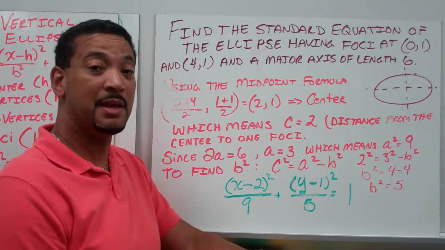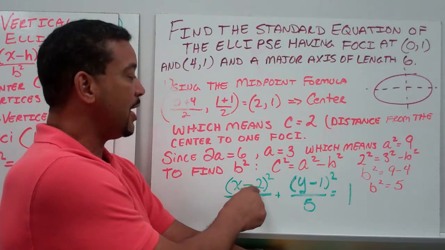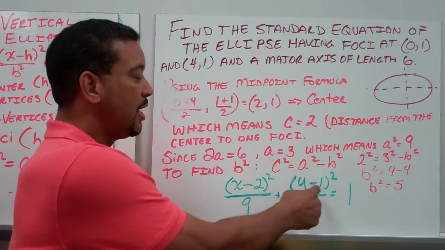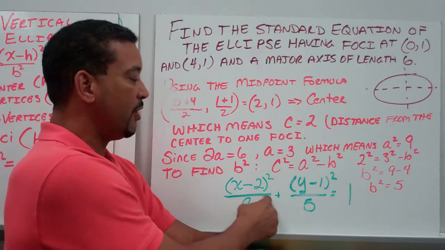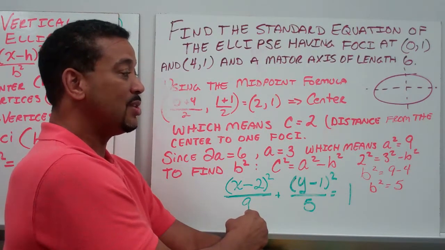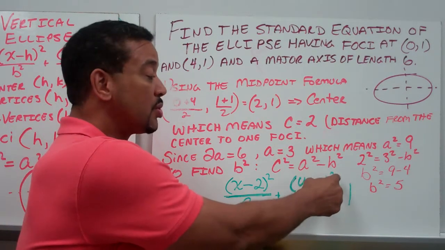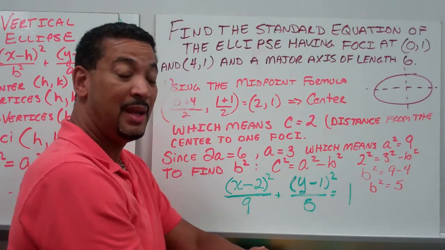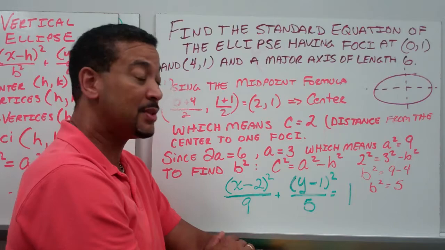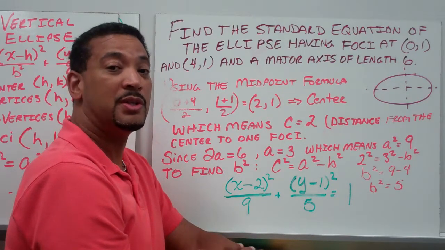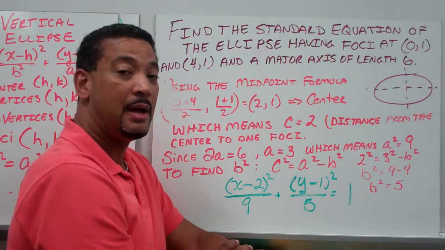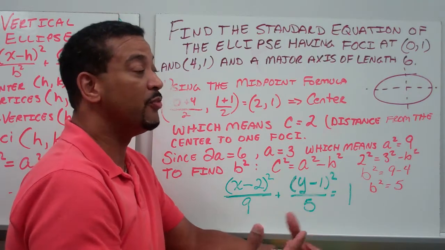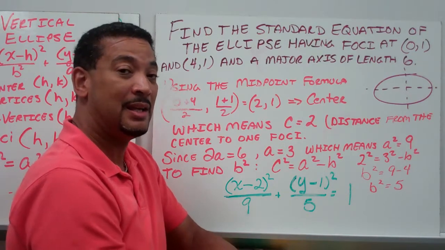So just plugging everything back into our formula, with our h and k, we get (x minus 2) squared over 9, 9 being a squared, plus (y minus 1) squared over 5, 5 being b squared, equals 1. And that would be the equation of that ellipse. Now, of course, we're going to continue this tomorrow with some more information than I can get into this video.